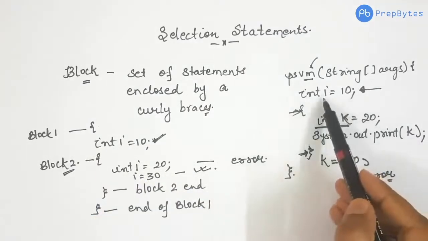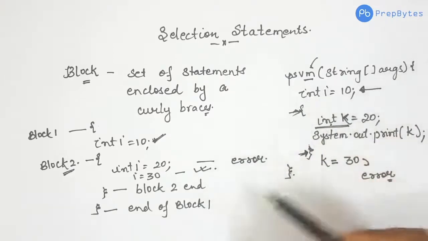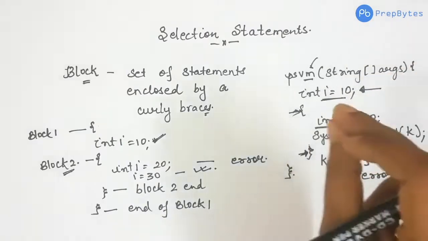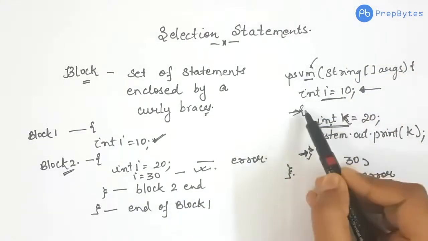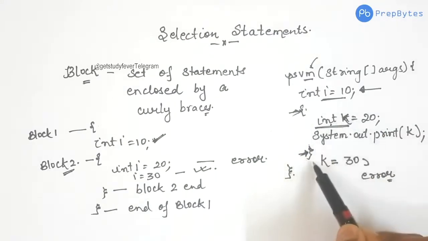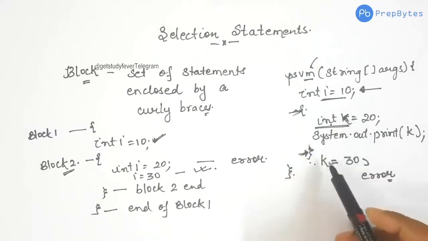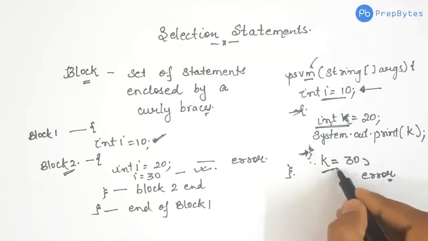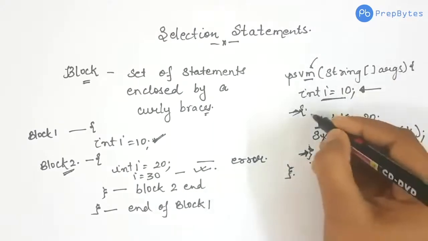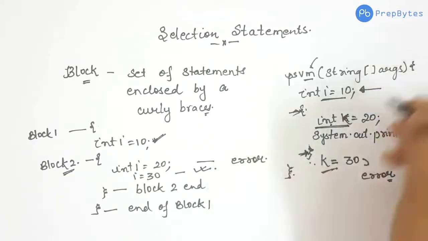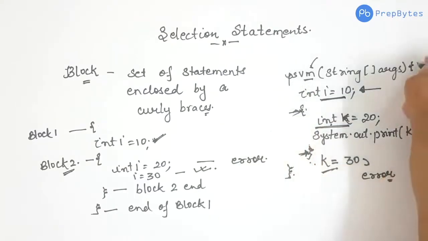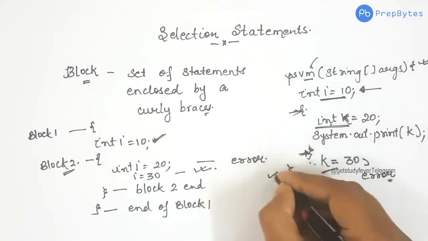So I'll repeat the statements. If anything is declared inside a block, the scope of that element is only till that block. For example, here k was declared inside this particular block, hence k cannot be accessed outside this block. Outside this block, the compiler has no idea what k is. But since i is defined inside this block, and this block is also inside this outer block, i is accessible anywhere from this brace to this brace.